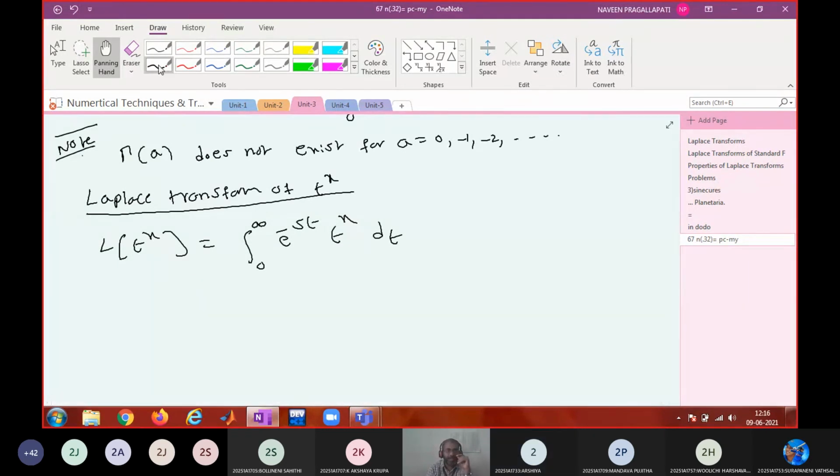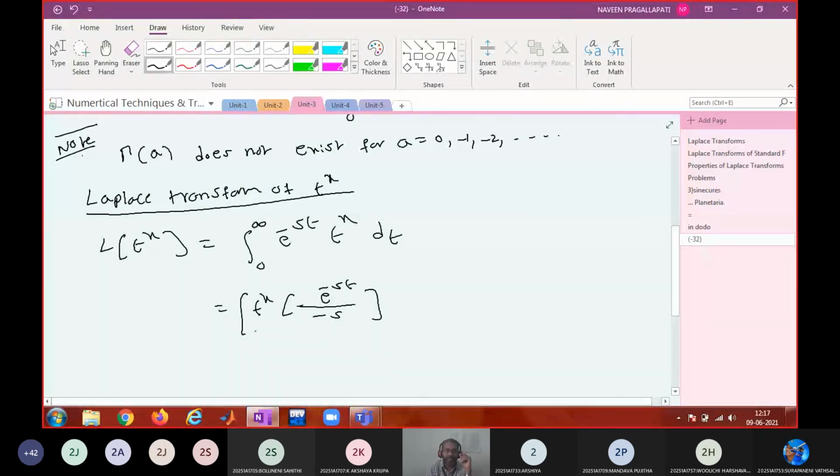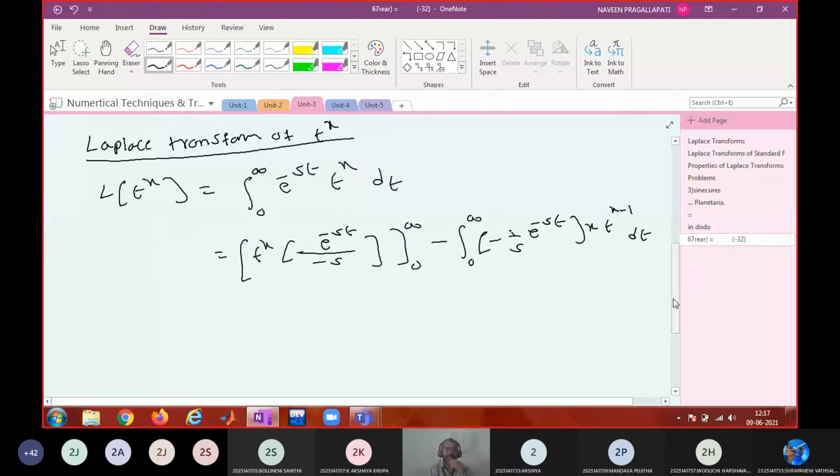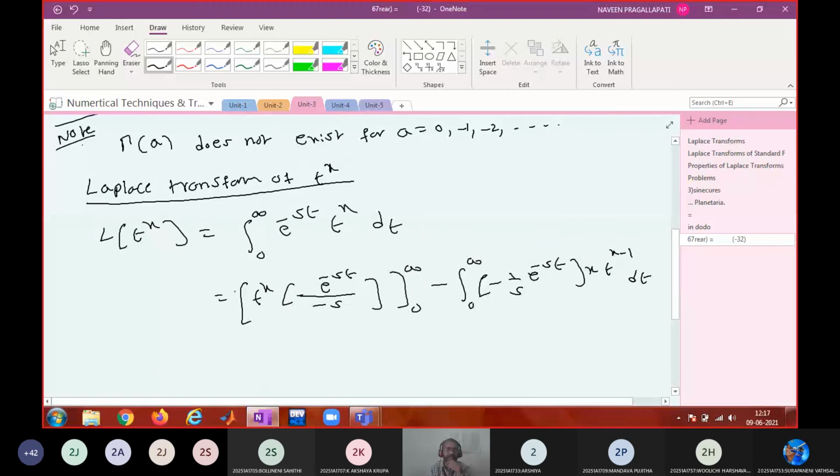Now apply integration by parts. Write it as t power x into e power minus st by minus s, with the limits from 0 to infinity, minus the integral from 0 to infinity of minus 1 by s e power minus st into the derivative of t power x, which is x into t power x minus 1 dt, because you are differentiating with respect to t.